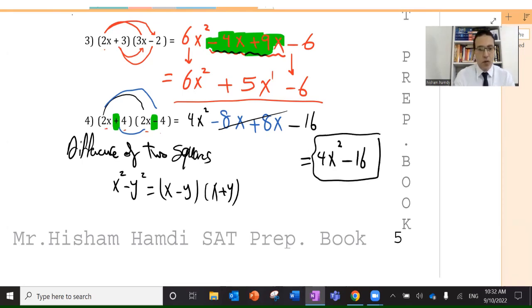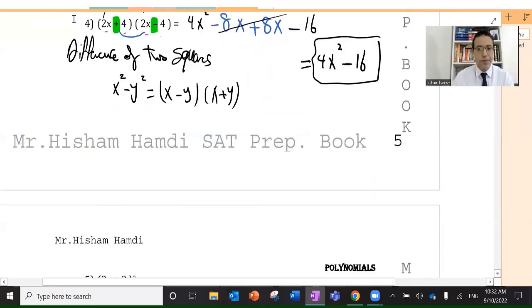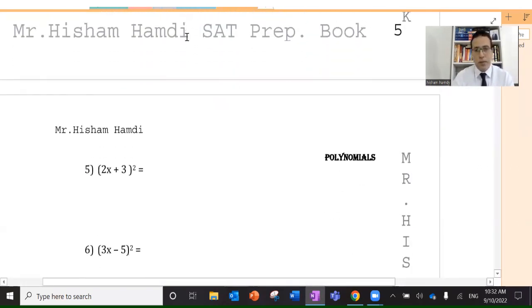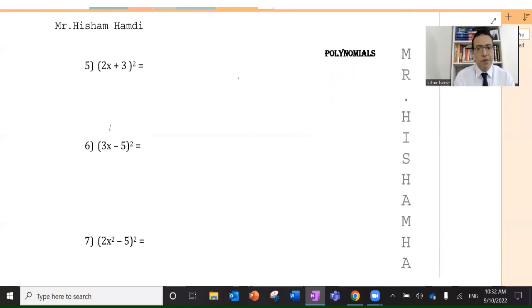So notice that we have two kinds of questions. The one that is different gives me 3 terms. The one that has the same terms but a different sign in the middle, one positive and one negative, gives me 2 terms. Now, if I have number 5 and I have a bracket to the power of 2, usually I don't like to use the method of the first squared plus the second squared plus the first multiplied by the second multiplied by 2. I prefer that you write it as 2x plus 3 multiplied by 2x plus 3.